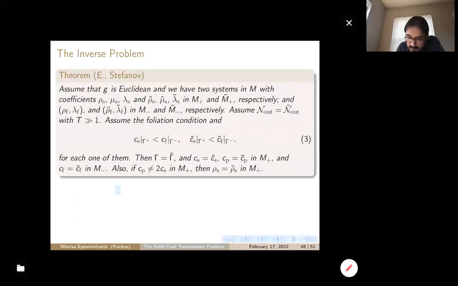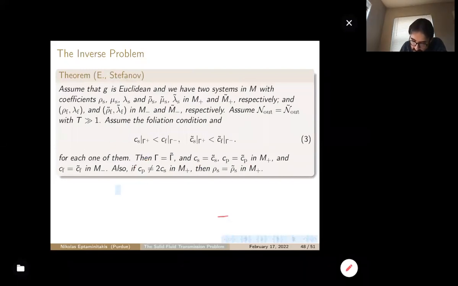So if g is Euclidean and we have two different systems for which the Neumann to Dirichlet map agrees, and we have additional assumptions for how the wave speed behaves at the interface, which is to guarantee that we don't have this total internal reflection forever that I mentioned earlier, then the wave speeds can be recovered in the outer manifold. The inner speed can be recovered in the inner manifold. And if a technical condition is satisfied in the outer manifold, then you can recover the densities as well outside. We have not said anything about whether you can recover the density in the fluid.